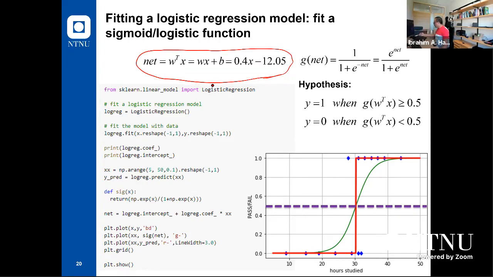We will apply this net to this function, 1 divided by 1 plus exponential minus net. And we need to have a hypothesis because we need to get some classes. So the hypothesis will be when j is greater than 0.5, it will be classified as 1. Otherwise, it will be classified as 0. So now we have 2 classes. So this one will be 0 class. This one will be 1 class.